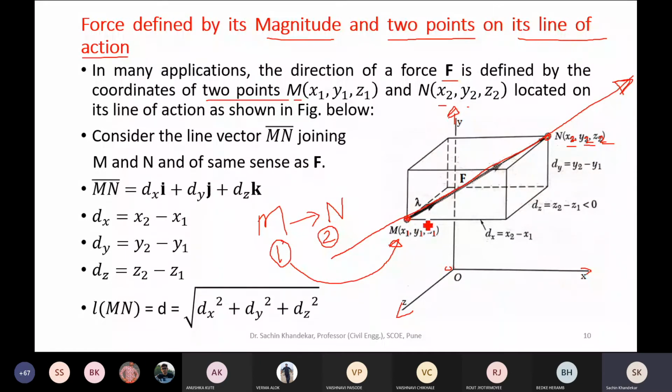What is given here? Given is the magnitude and direction of the force F, something like this.